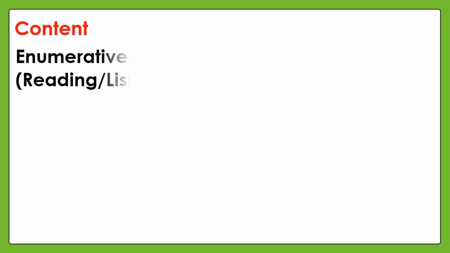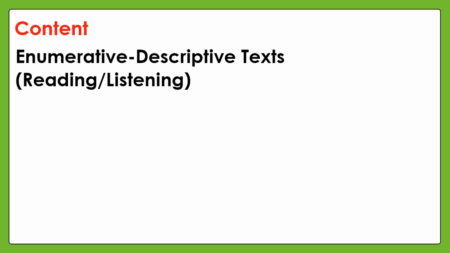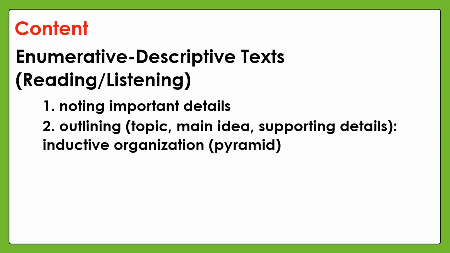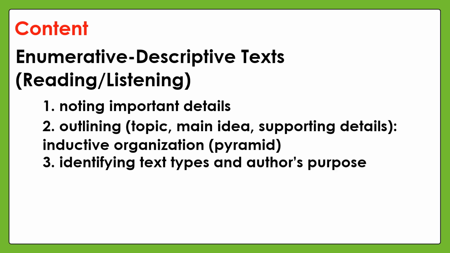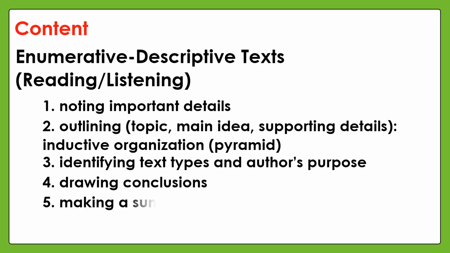Here are the content. Enumerative descriptive text through reading or listening. Number 1, noting important details. Number 2, outlining, topic, main idea, supporting details, inductive organization, pyramid. Number 3, identifying text types and author's purpose. Number 4, drawing conclusions. Number 5, making a summary.